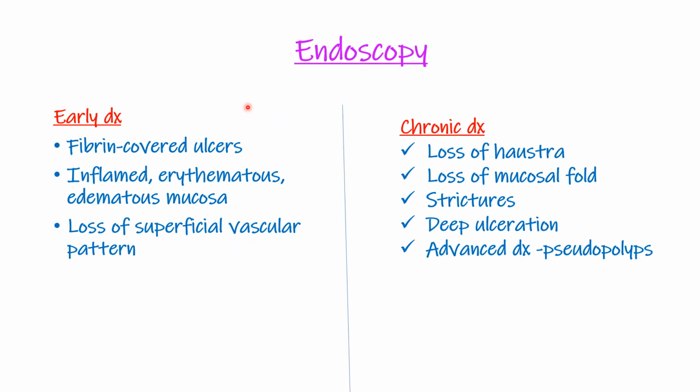So what are the findings when you do endoscopy? In terms of early disease, you're going to see pre-ulcerative erosions, inflamed edematous mucosa, and loss of superficial vascular pattern.